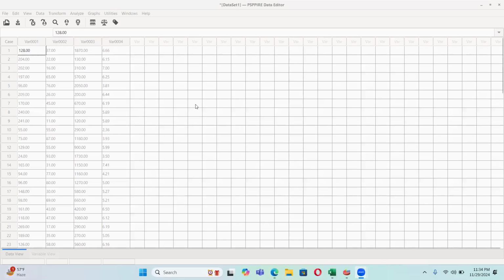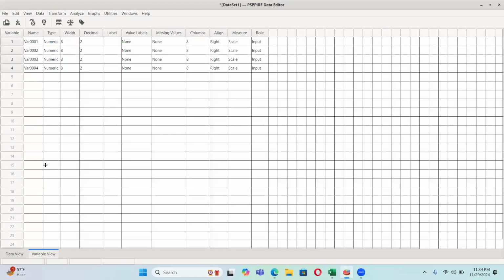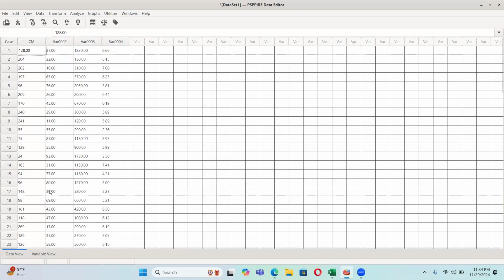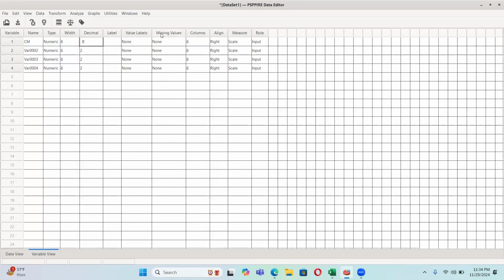Hello everyone. So in this video, we are trying to find the impact of female literacy rate, per capita income and total fertility rate on child mortality. So defining the first variable is child mortality. It is a numeric variable and there's no decimal value in it. So we have defined this as child mortality.